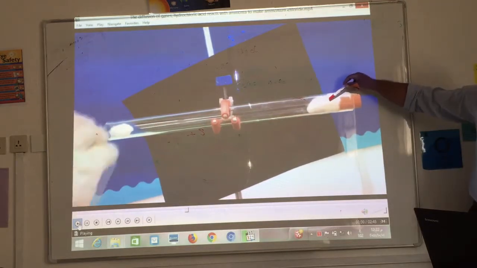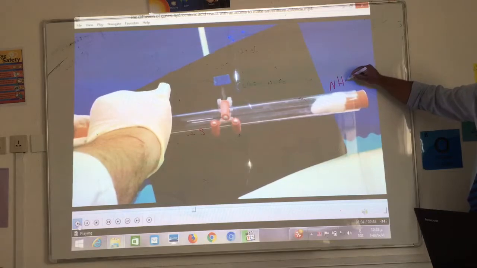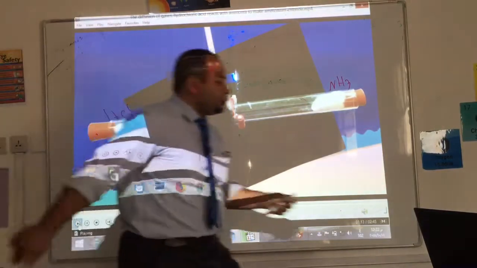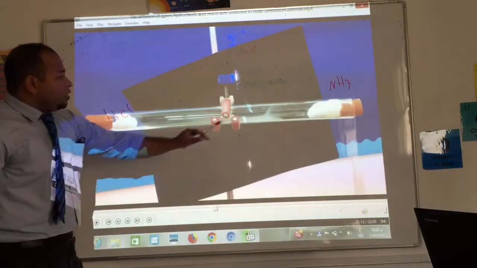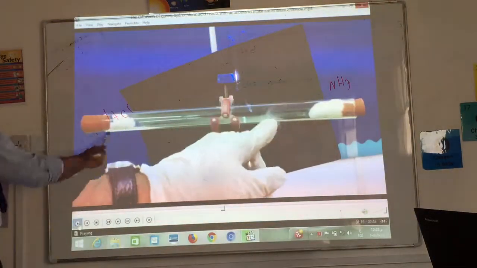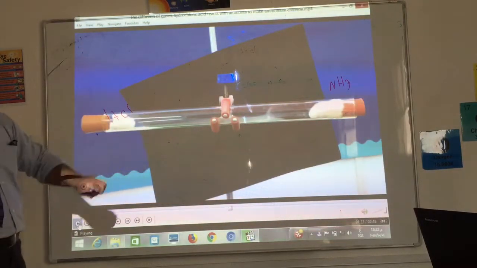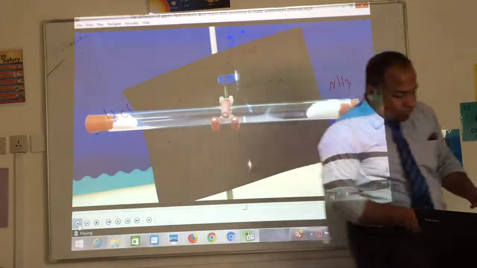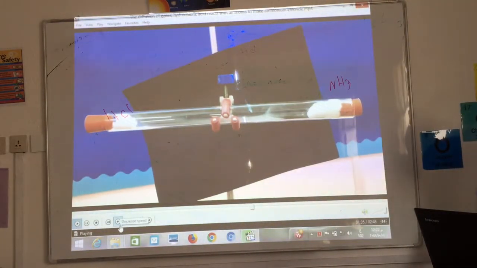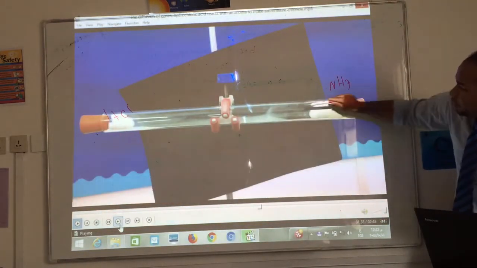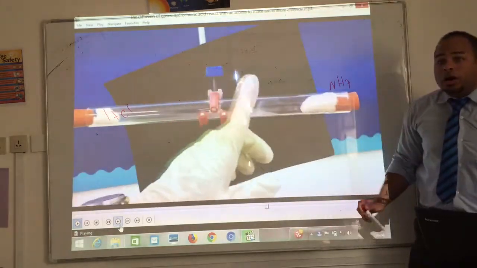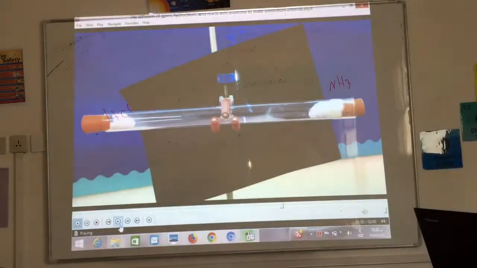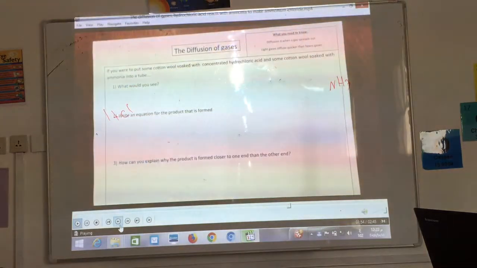You have here NH3 and there HCl. What do you notice? Look, you can see the vapor of NH3 moves faster than the smoke of HCl. In general, the movement of NH3 is higher than the movement of HCl. Why? Because the mass of NH3 is lower than the mass of HCl, and we know the lower the mass, the higher the diffusion we have.